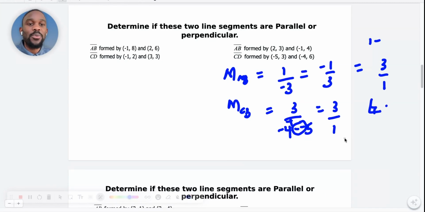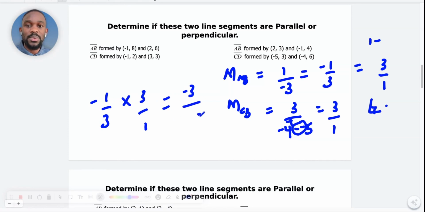Another way you can find out if they're perpendicular is to multiply their slopes; it has to give you -1. So meaning -1 out of 3, if I multiply it with 3 over 1, do I get a -1? So this gives me -3 out of 3, which gives you a -1. You see? So you can use this, but the negative reciprocal is the most common one.